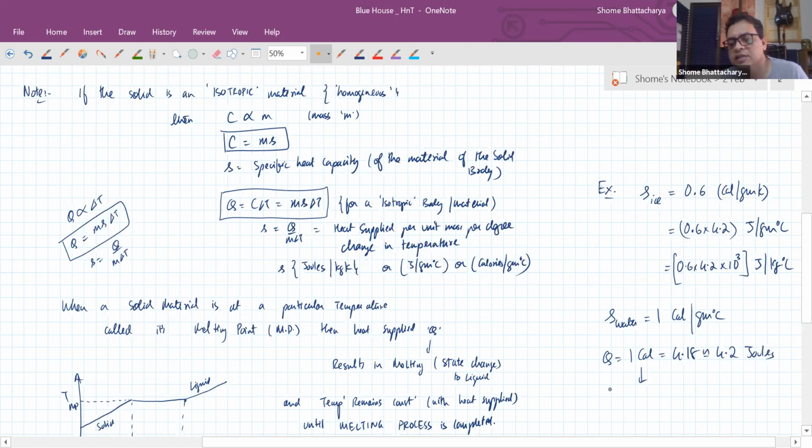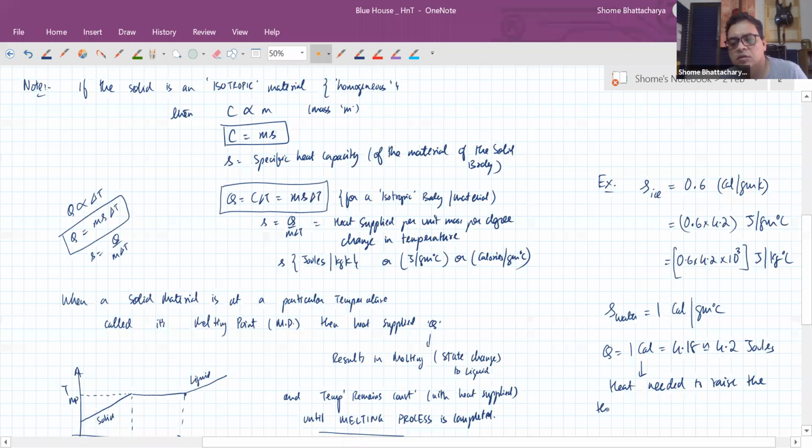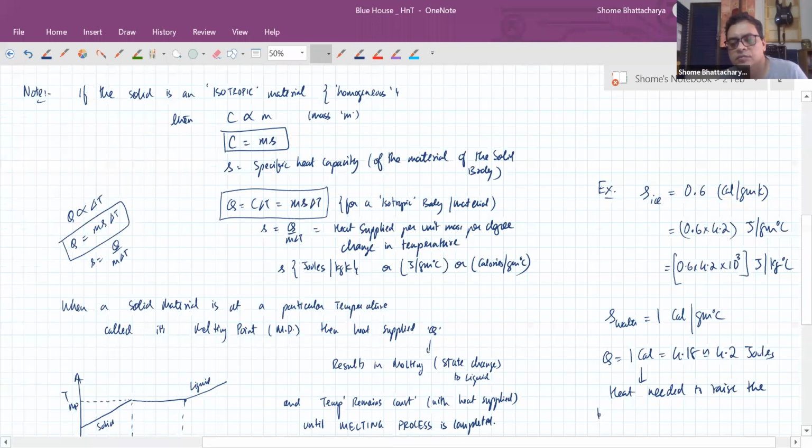1 calorie is defined as the heat needed to raise the temperature of 1 gram of water by 1 degree C or 1 Kelvin. So that is the significance of 1 calorie of heat.